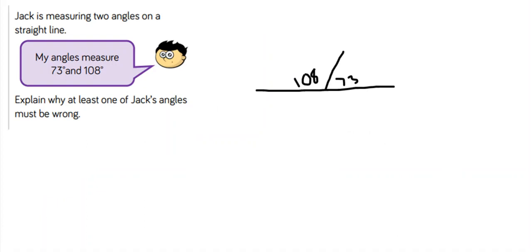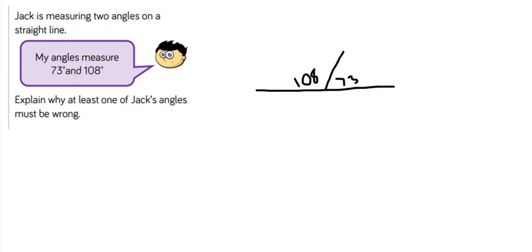Okay, so let's have a look at this one then. So Jack is measuring two angles on a straight line. So my angles measure 73 degrees and 108 degrees. So explain why at least one of Jack's angles must be wrong. So I've drawn Jack's angles on his line. So we've got 73 degrees here and 108 degrees here.